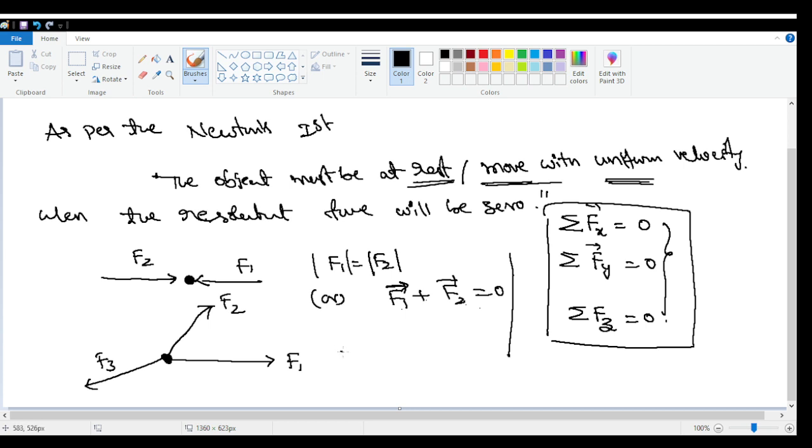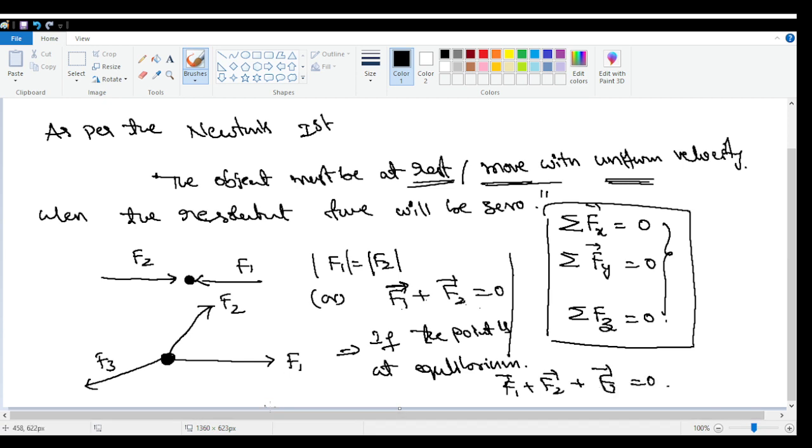So, what does that mean? If the point is at equilibrium, then the sum of F1 plus F2 plus F3 must be equal to 0. Then only this point is in equilibrium. So, this is a very important statement. Based on this concept, they may ask some problems.